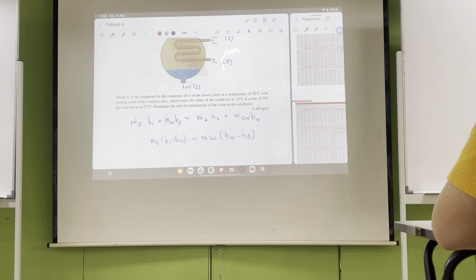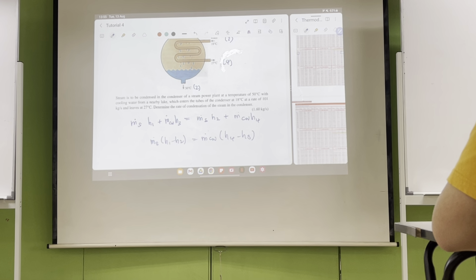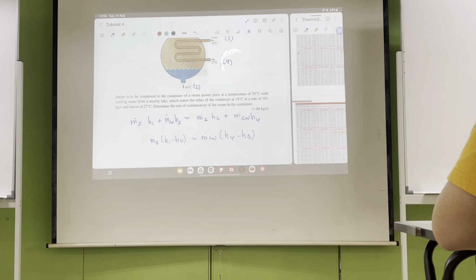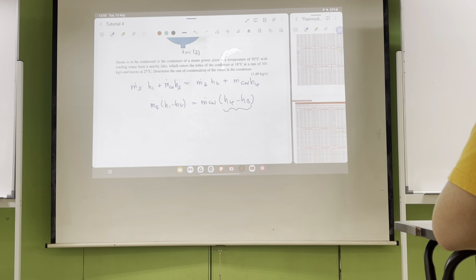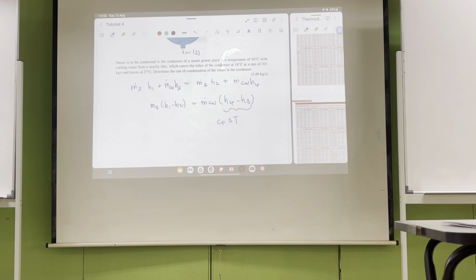So mass flow rate of the cooling water, you have the answer, right? But in my answer here, for H4 minus H3, they use Cp delta T. The Cp is just 4,000 something, I think. Yeah, 4.18 for water, which is something that you learned in high school. But I usually don't agree with this method because, like I said, don't confuse yourself, water don't use Cp delta T.